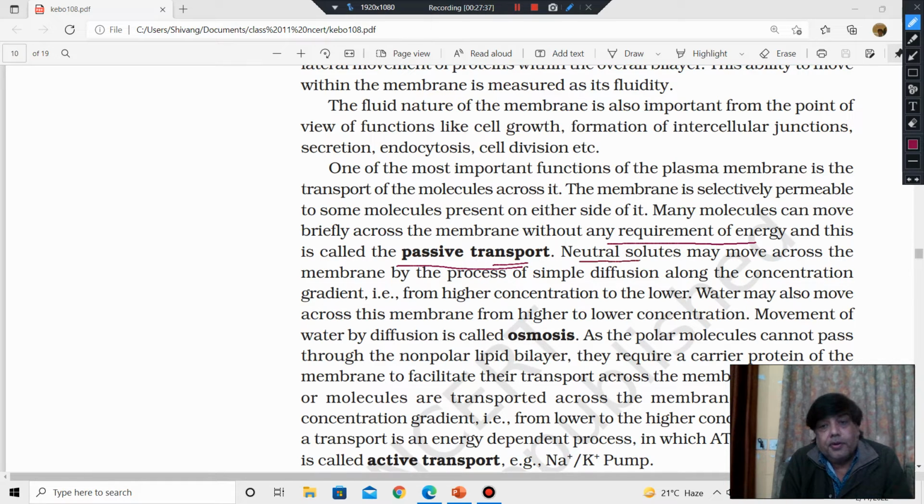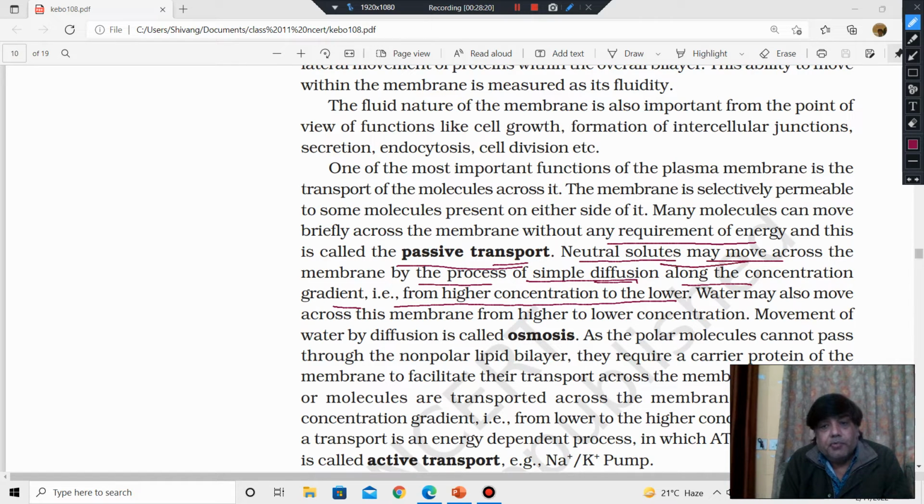Nutrient solutes may move across the membrane by the process of simple diffusion along the concentration gradient, that is from higher concentration to lower concentration. What is diffusion? Diffusion is the movement of ions, atoms or molecules of gases, liquids or solids from their high concentration area towards the lower concentration area without expenditure of energy. Down the gradient movement, down the hill. This is called diffusion.